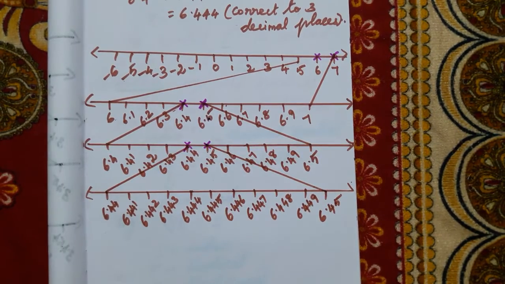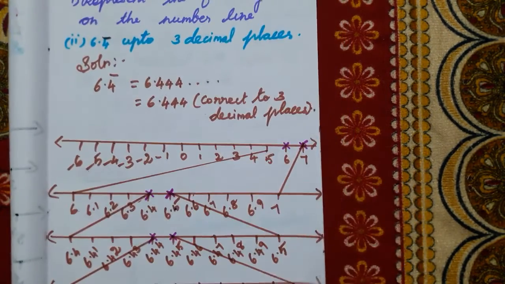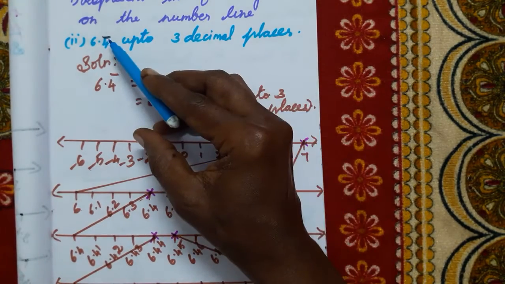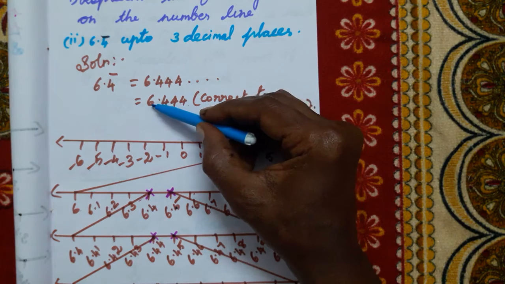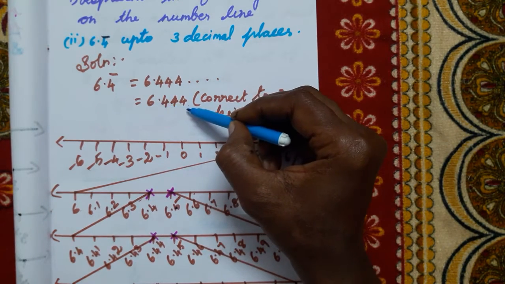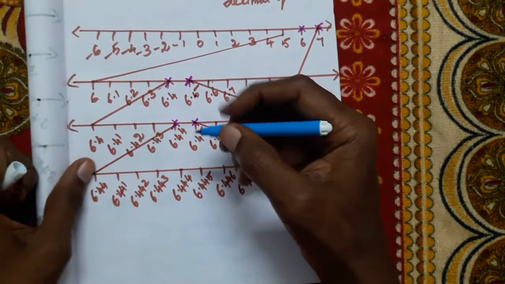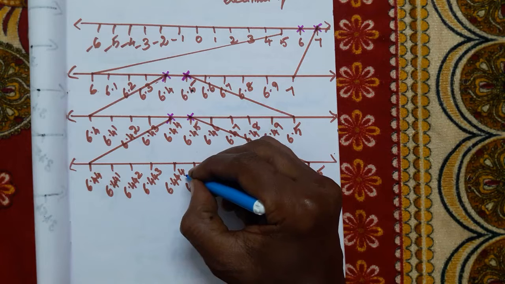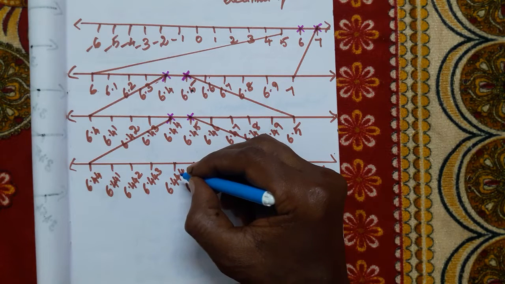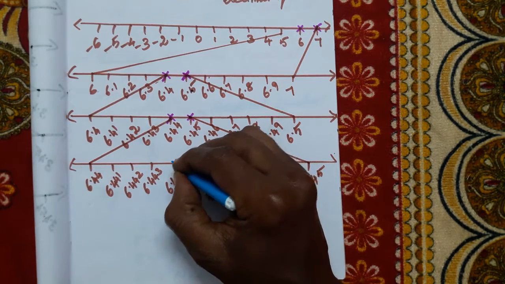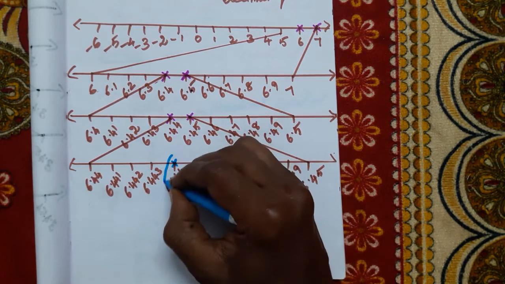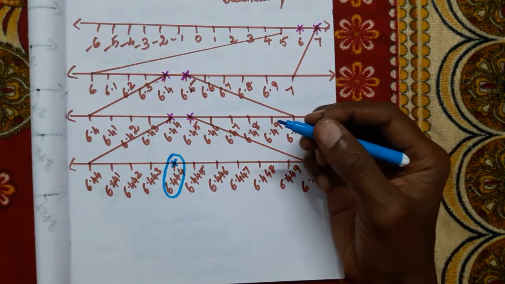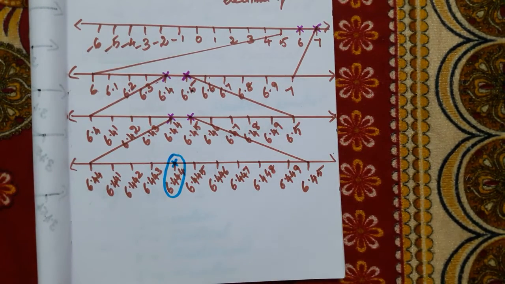What is the question? Which number we have to represent? 6.4 bar up to 3 places of decimal. That means 6.444. So we have to mark this number, 6.4 bar up to 3 places of decimal. This only we have to represent. Have you understood this? Can you do 2 more problems for homework?